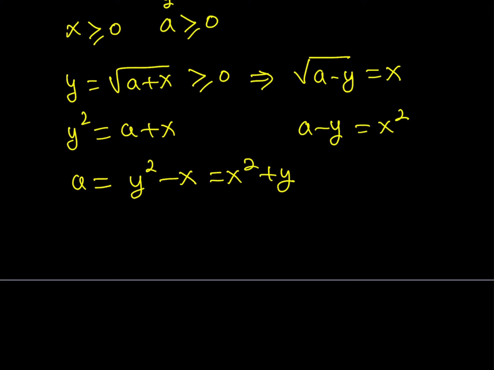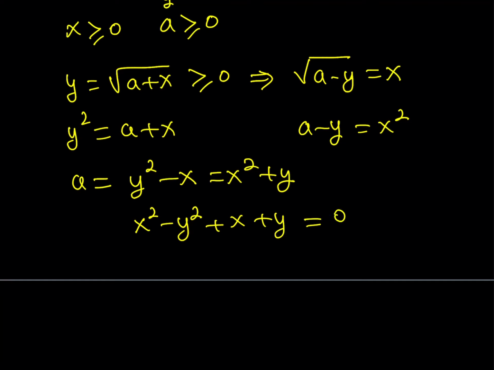Now, we get a nicer expression. Why is it nice? Because if you put everything on the same side, this should be factorable. Let's go ahead and do that. So why don't we just put everything on the right-hand side? x squared minus y squared plus x plus y is equal to 0.